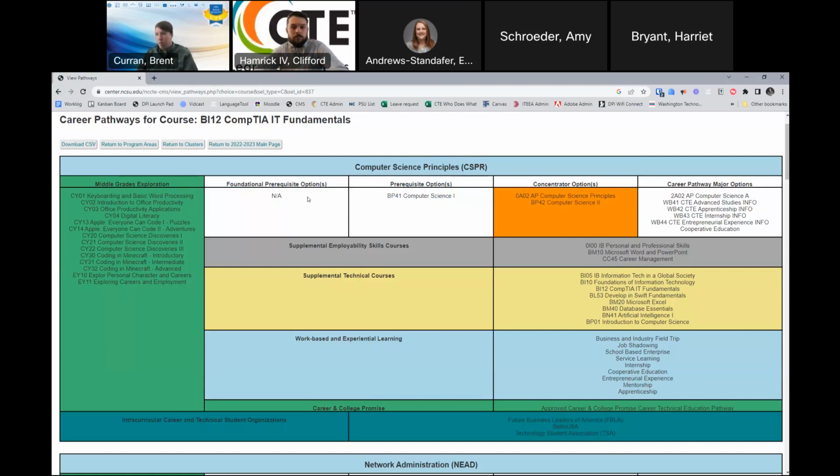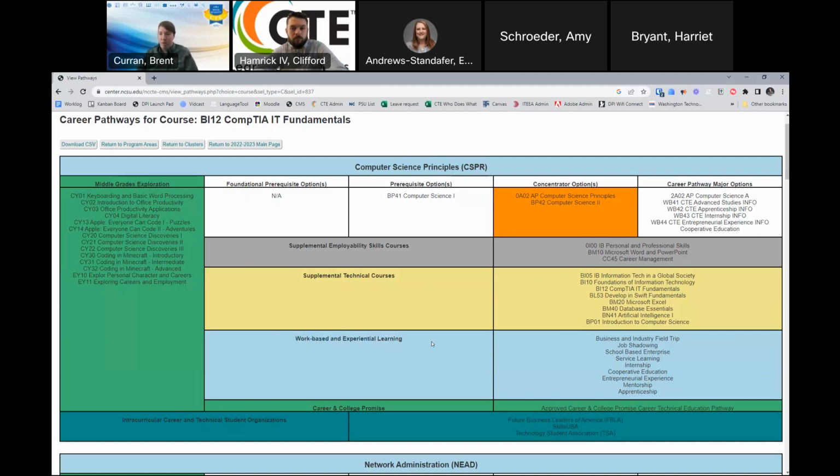If they take the options listed here, they are considered a concentrator. Many students want to learn more or have some more skills or more opportunity. And that's this information that we have listed below, where we have supplemental employability skills. These courses would give them more skills for them to be employable. We have supplemental technical skills. These courses give them the skills, a technical foundation to expand their knowledge and what they're learning in this pathway.